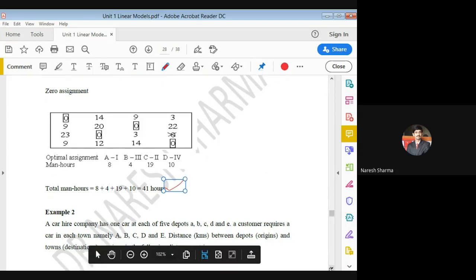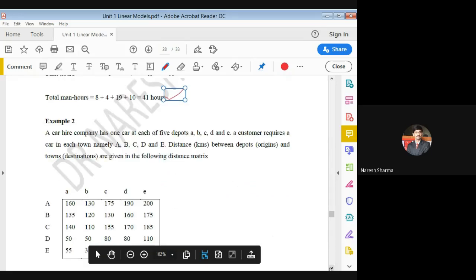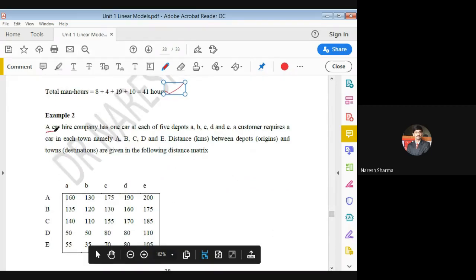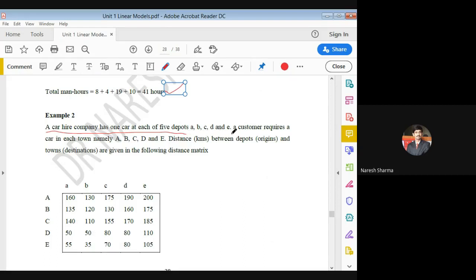We may do one more example, and this is an important one. A car hire company has one car at each of 5 depots A, B, C, D, E. A customer requires a car in each city. So we have the 5 cities A, B, C, D, E, capital. In each city we have the requirement of cars, and we have the 5 depots where we have the cars. So from which depot we can send the car to this A, B, C, D, we need to assign by using the assignment problem.